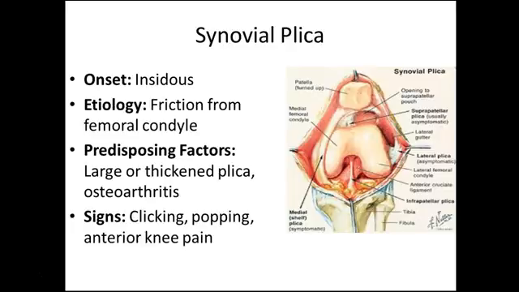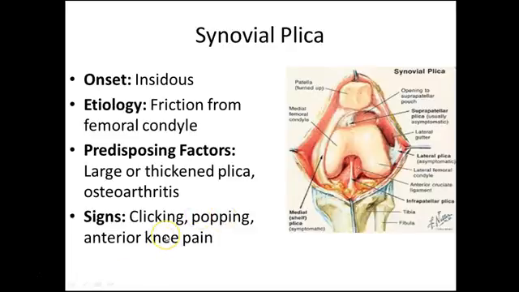And so the etiology is traditionally friction. The plica rubs over the femoral condyle and it gets inflamed. And when it becomes inflamed, it creates pain on either the medial or lateral side of the knee. Most often it would be the superior patellar plica, and then last but not least the medial plica as well. Those are the 2 most plagued plicas in the knee. So what are the signs and symptoms? It's clicking, popping, and anterior knee pain.